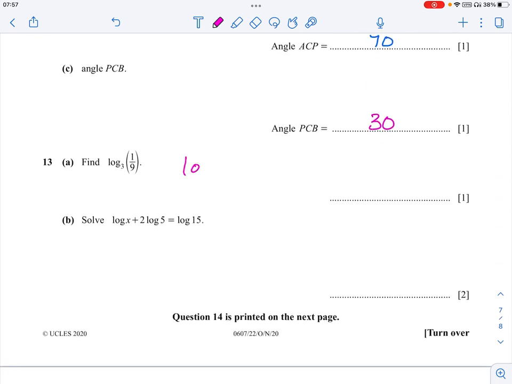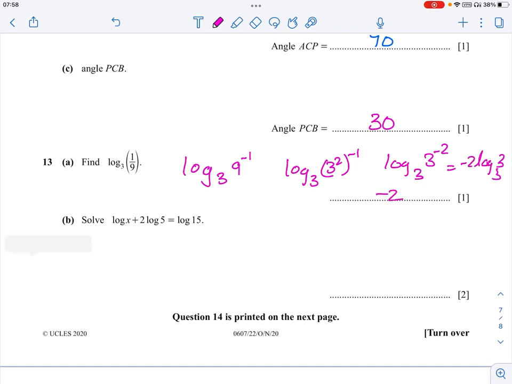Then log base 3, 9 to the power of minus 1. So log base 3, 3 to the power of 2, whole power minus 1. Log 3 to the power of negative 2, base 3. So negative 2 comes to the front, log 3 to the base 3. So the answer is going to be negative 2.